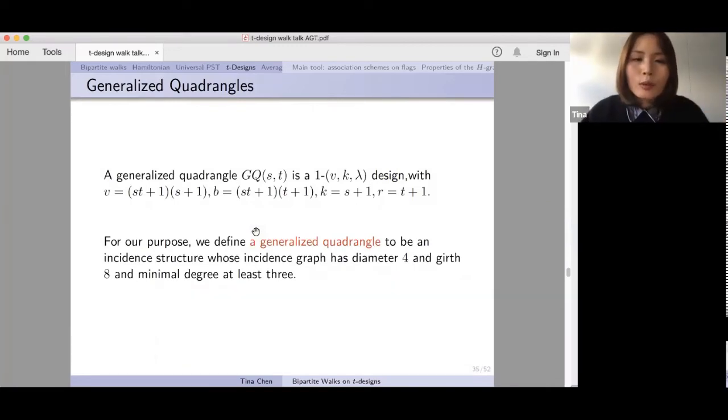So yeah, like before when we talked about the t-design, we required t to be greater than or equal to 2. So here is the class of incidence structure that is a one-design, the generalized quadrangle. We use GQ(s,t) to denote them. They are one-designs, and we can see the parameters can be written in terms of s and t. And just for our purpose here, we define a non-degenerate generalized quadrangle to be an incidence structure whose incidence graph has diameter 4 and girth 8, and has minimum degree at least 3.